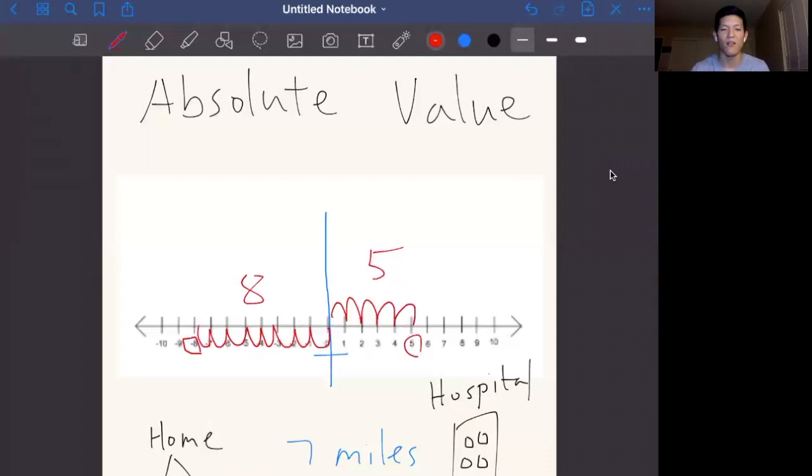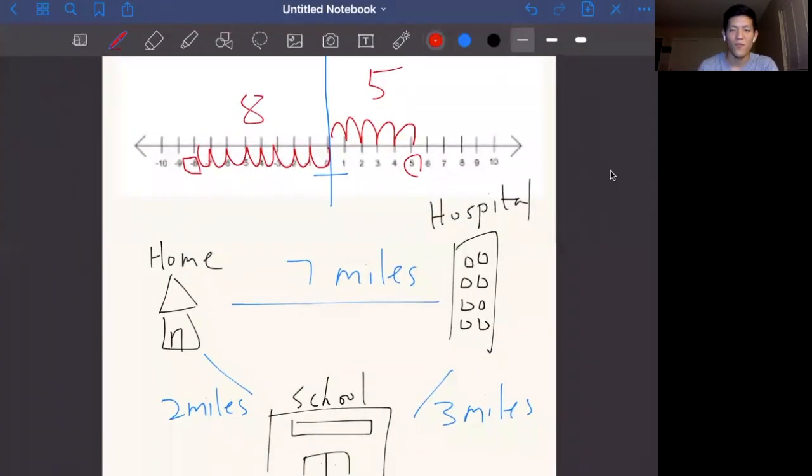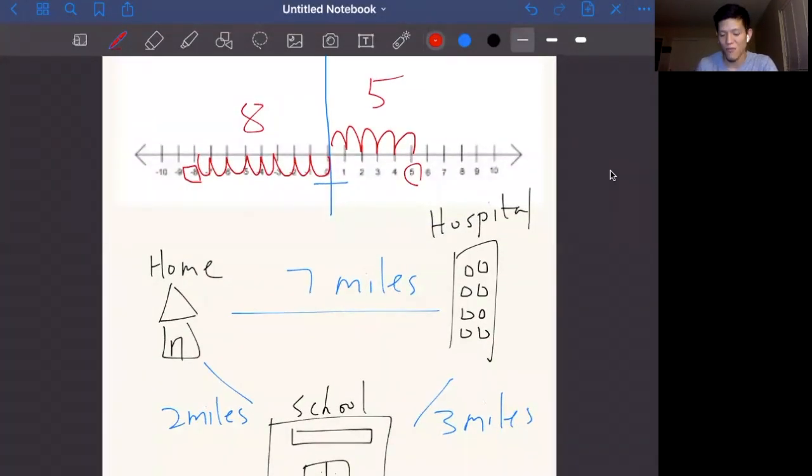Now, notice how I don't say absolute value of negative 8 is negative 8. Why is that? Because absolute value is distance or length, and you don't say negative distance. That simply doesn't work. For example, I have drawn a picture here.